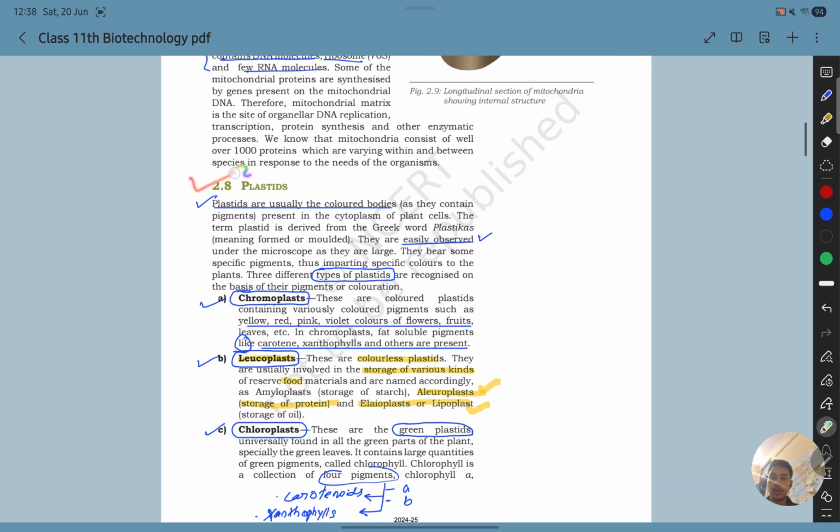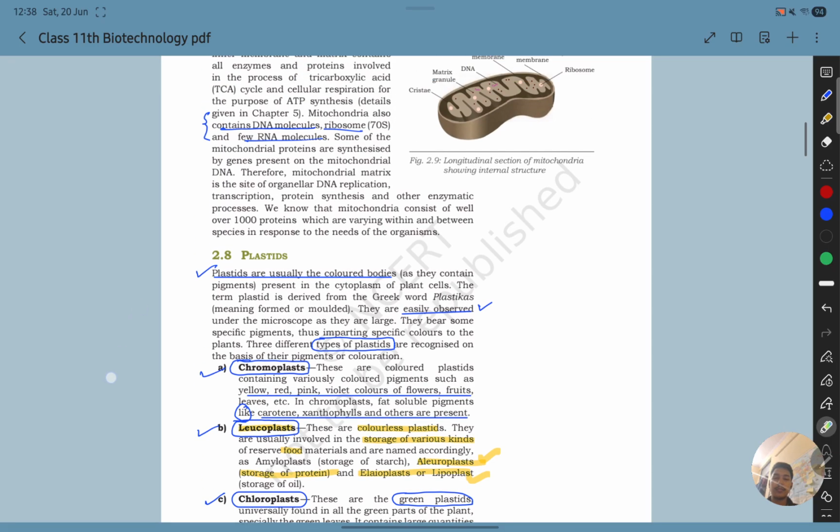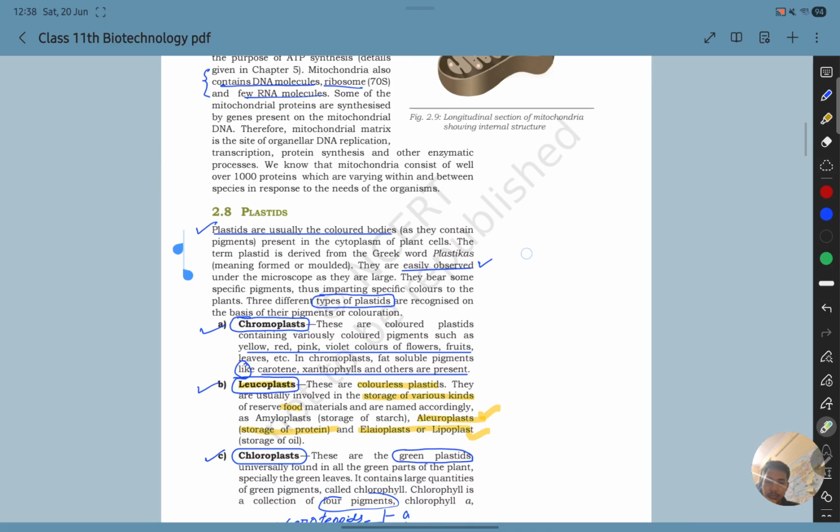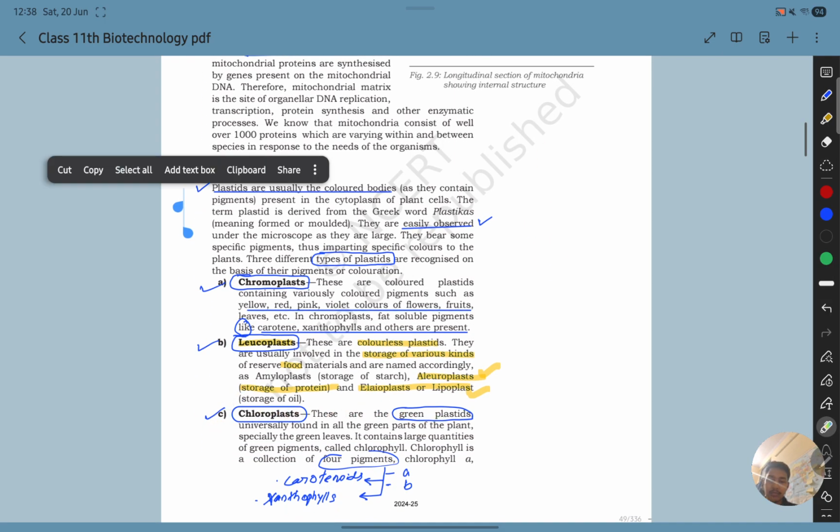Now we are talking about the plastids. Plastids are like small boxes which store different types of chemicals which give color to the plant. There are three types of plastids: the chloroplast, chromoplast and leucoplast. Chloro means green, so chloroplast gives a green color, the green liquid in the plastids.